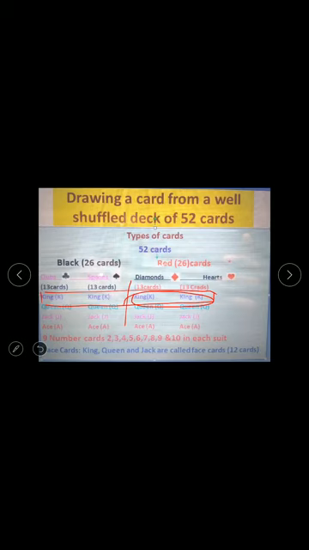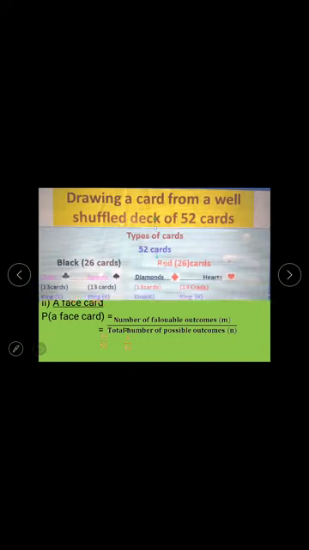Yes, so probability of getting a red king means number of favorable outcomes will be 2, by total will be 52. Write the question, write the formula. King of red color getting is equal to number of favorable by total number. That means 2 by 52, cancel by 2. 2 ones are 2, 2 twos are 4, 2 twenty-sixes are 52. So answer will be 1 by 26. Clear? So what is the next one?